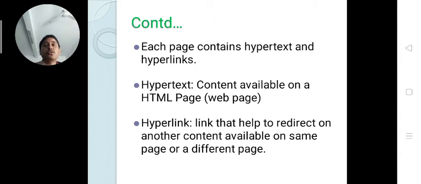Even hyperlinks are also known as hypertexts, but hyperlinks have their own definition. So if anyone asks you to explain hyperlink, you have to define hyperlink. But if anyone asks about hypertext, you may give examples of hyperlinks also. That is also hypertext, because the hyperlink is also available on that web page. That's why by definition it is also hypertext.